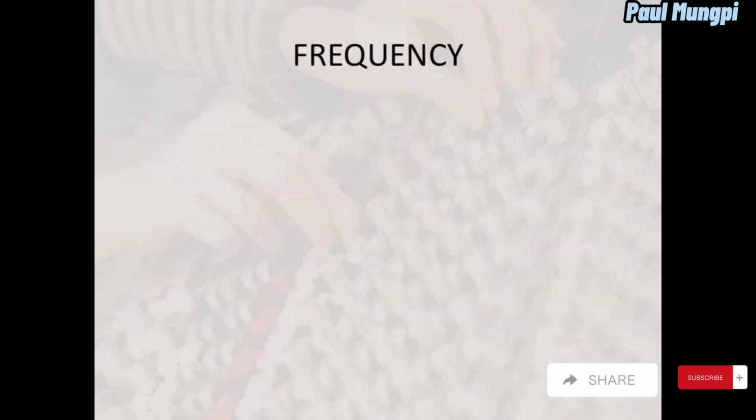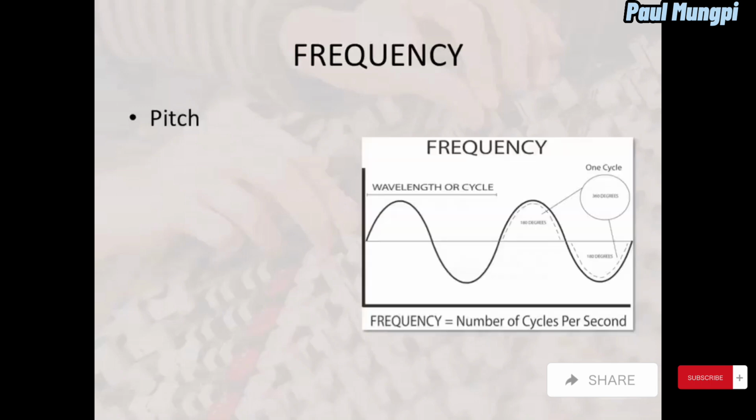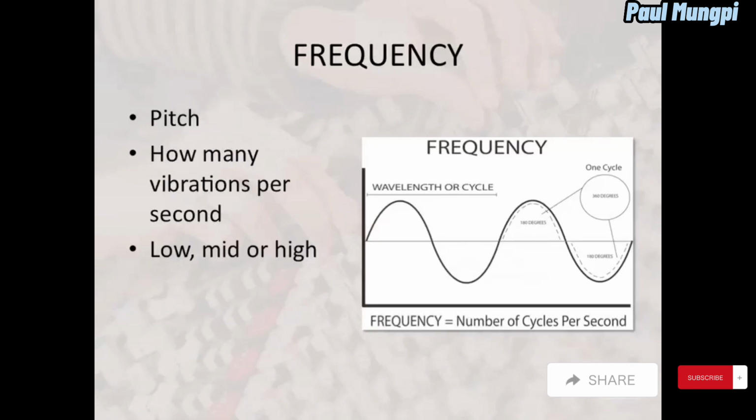Now, the other aspect of sound is frequency, and frequency defines pitch. Frequency is the amount of vibrations per second that occur in a sound wave. If there are more vibrations per second, you've got a higher frequency. A moderate amount of vibrations per second, you've got mid-level frequencies. And if there are fewer vibrations per second, you have low frequency.